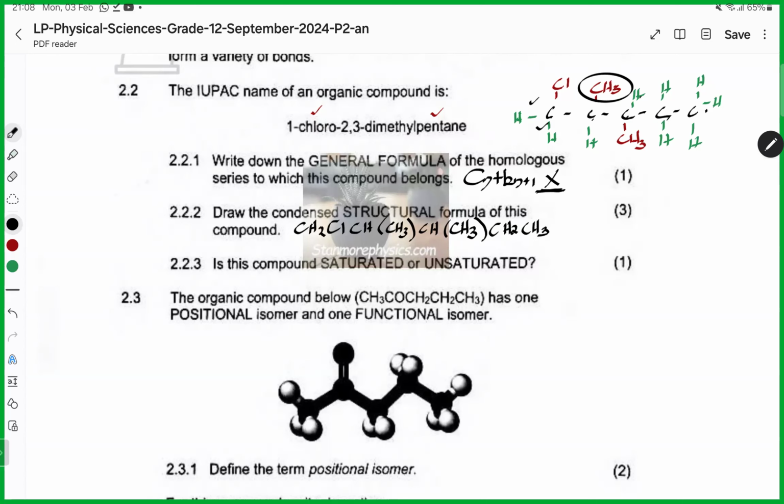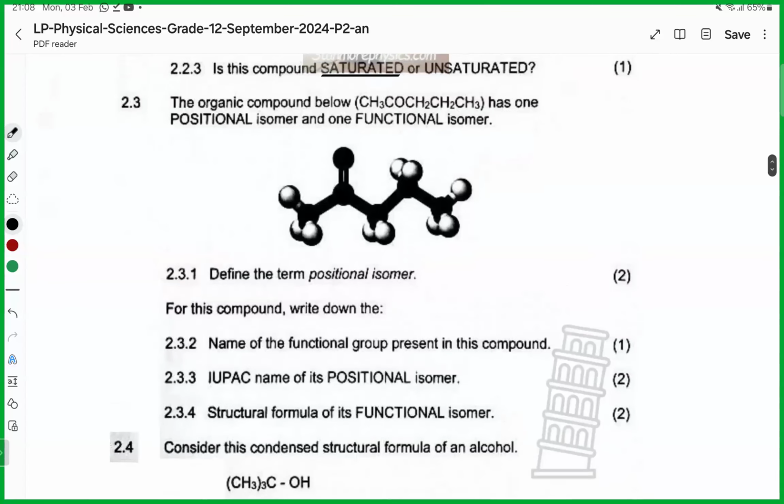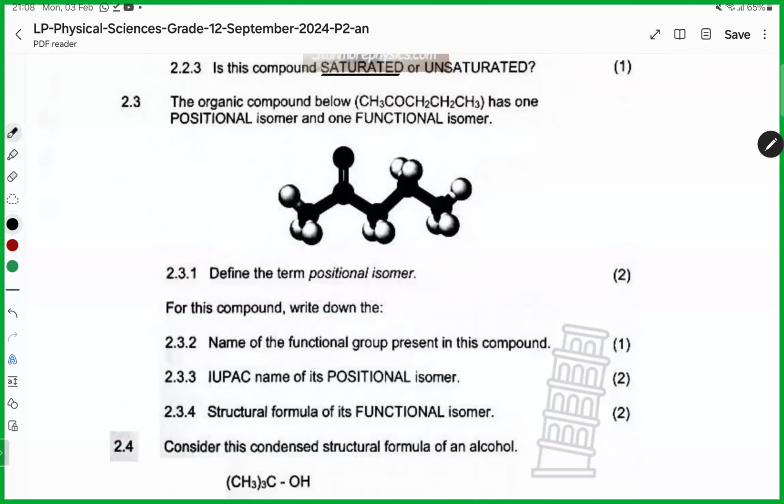Is the compound saturated or unsaturated? It's a haloalkane. There's single bonds between the carbons, so it's saturated. Yes. Right, I'm going to leave out this positional isomer for now.